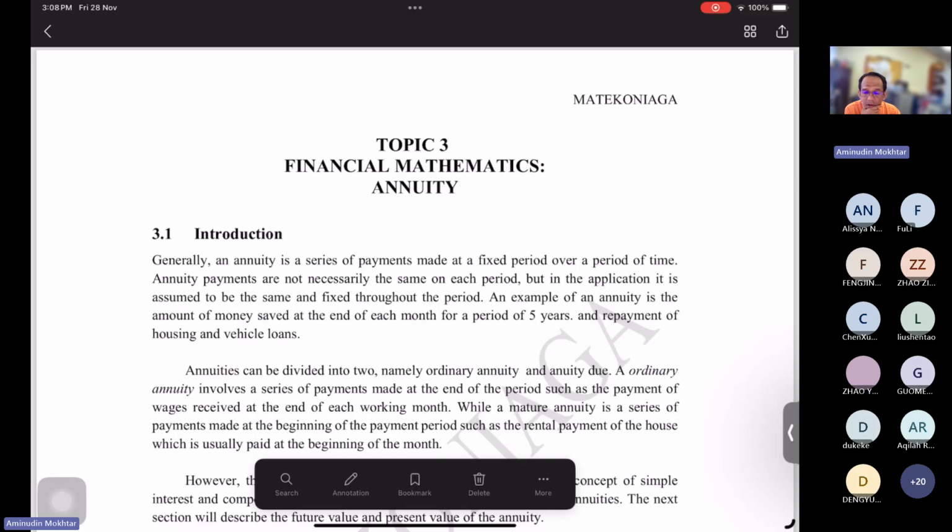Today I will cover topic 3, financial mathematics. That is about annuity. Yesterday I finished explaining about the simple interest and compound interest.